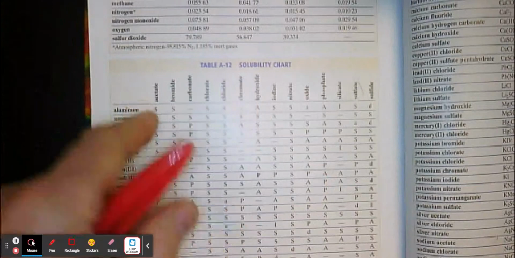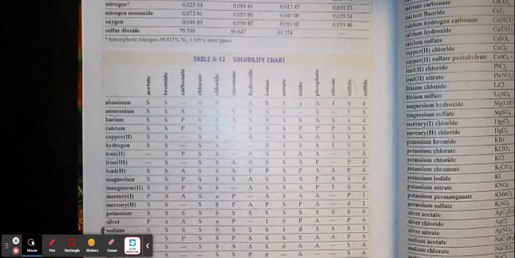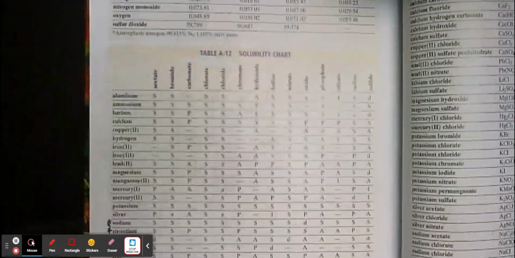The topic of this video is the KSP. KSP is the solubility product constant. With this idea, we're going to go to the solubility chart. The solubility chart is a chart that tells you what's soluble in water and what's not soluble in water.